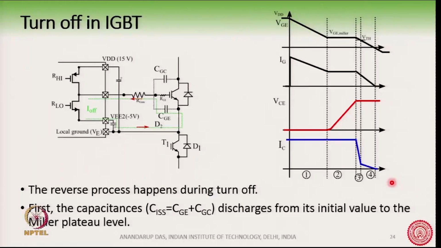Now, the turn off process is the other process. Of course, the turn off process is an exact replica, but in a reverse fashion. So, this reverse thing is happening. At first, these two capacitances are discharging from their initial value. So, how is the circuit behaving? You can see here that this capacitance is going to be discharged through this MOSFET. During turn off, we will turn on this MOSFET and turn off this MOSFET. So, it will go through like this, and will complete the path like this here.